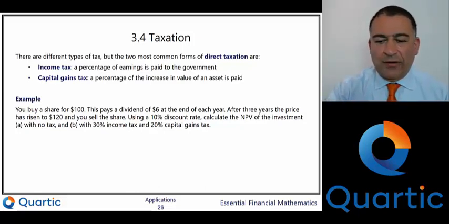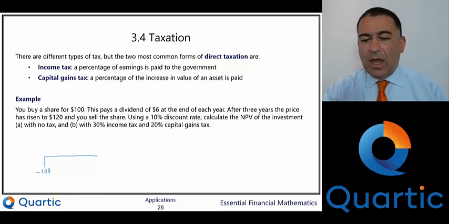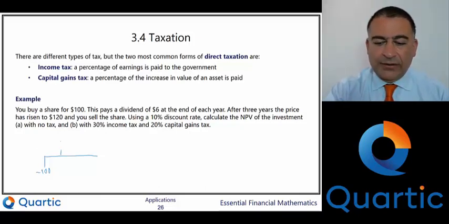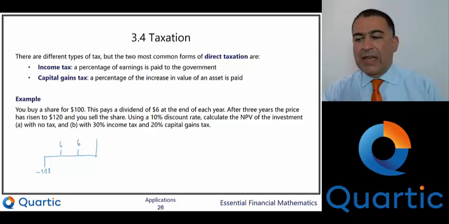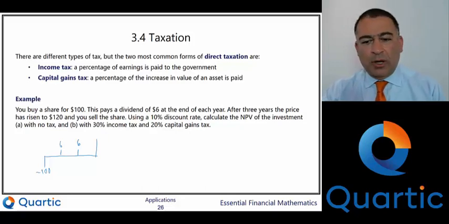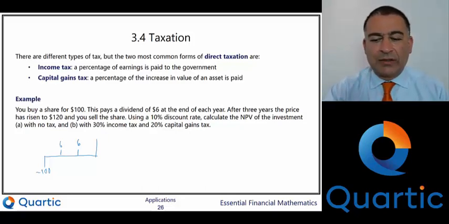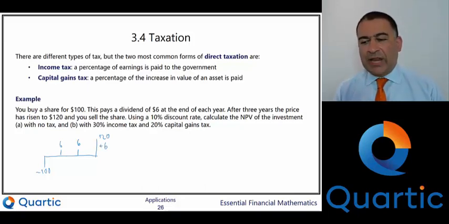So we buy a share for 100, minus 100. We are getting in a dividend of 6 at the end of each year. So there's 6, and there's the end. The price has gone up to 120, so we sell it for 120, but you've also got the 6. So using a 10% discount rate, calculate the NPV of that. Let's do that first of all without any tax.